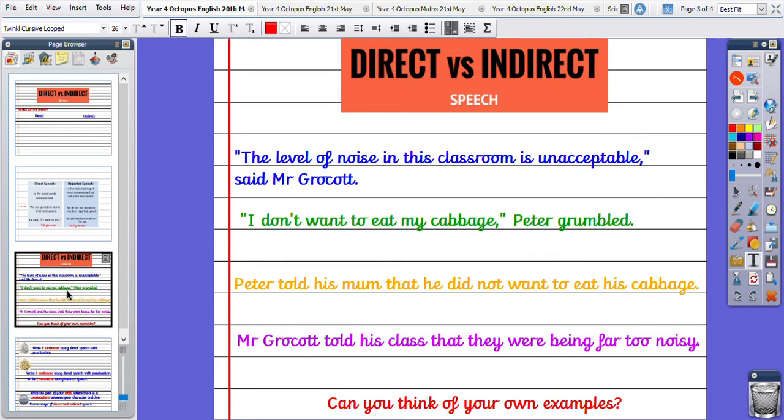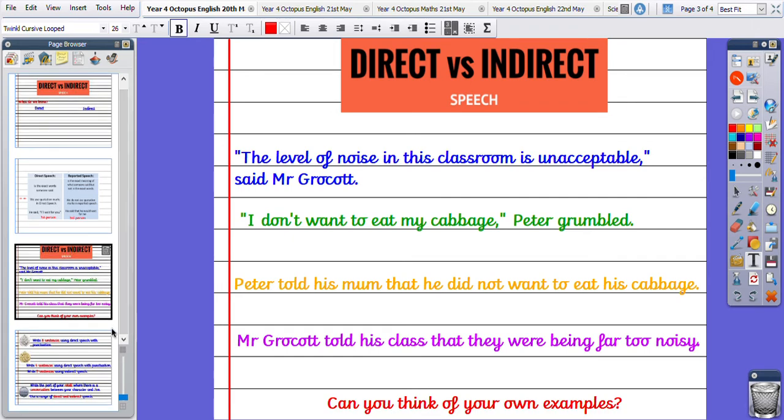So, as a task for you now, here are 4 examples of speech. Can you sort them into examples of direct and indirect speech? And can you think of your own examples to include in your classification of what is direct speech and what is indirect speech? So, 2 of your own examples before we move on to today's task.